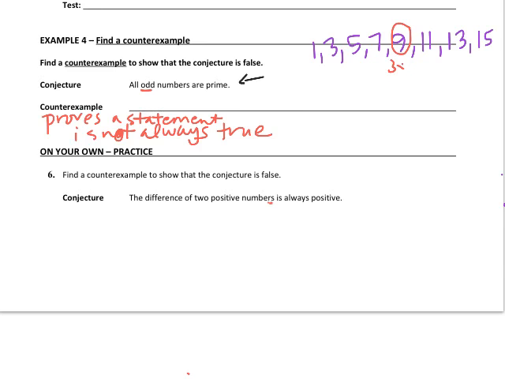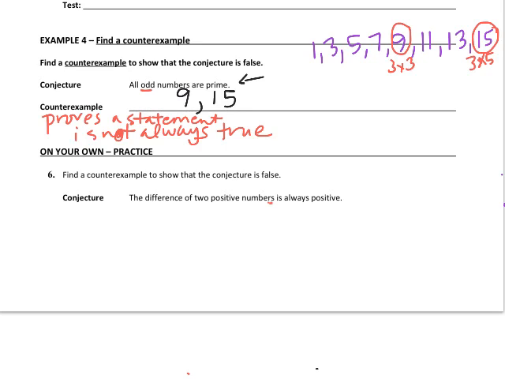Remember, 3 times 3 is 9. Okay, that makes it not prime. I also see 15 here, and 3 times 5 happens to be 15, so that makes that one not prime either. So actually I came up with two counterexamples, the number 9 and the number 15. Those both are proof that the statement all odd numbers are prime is not always true.